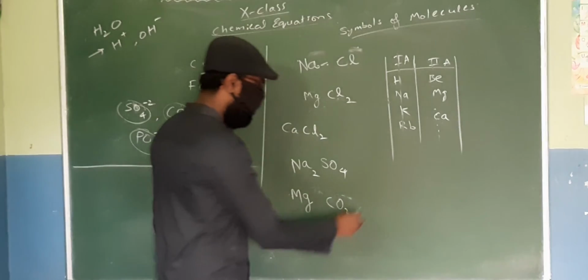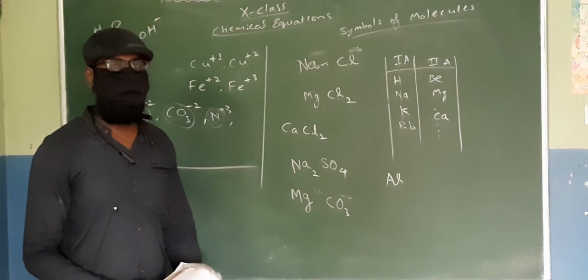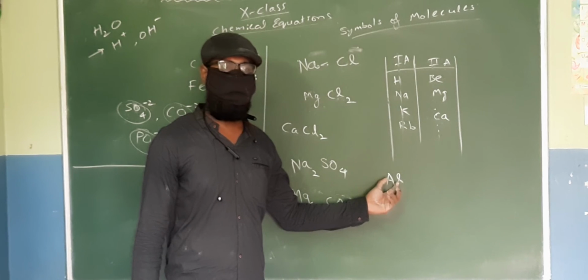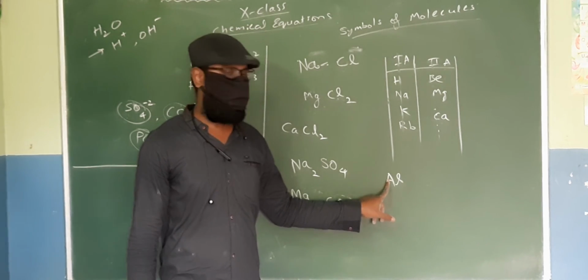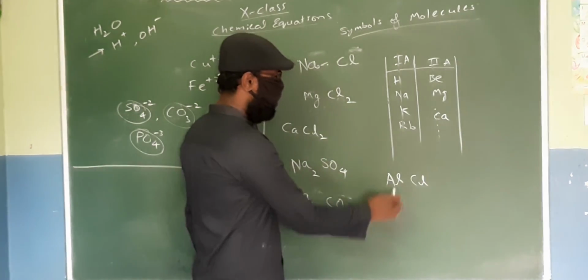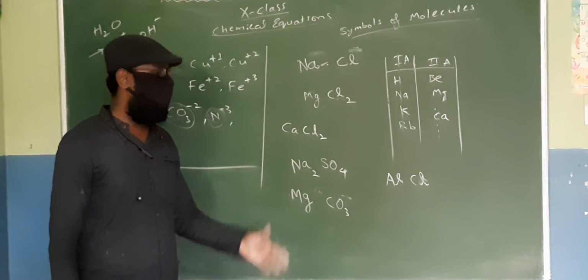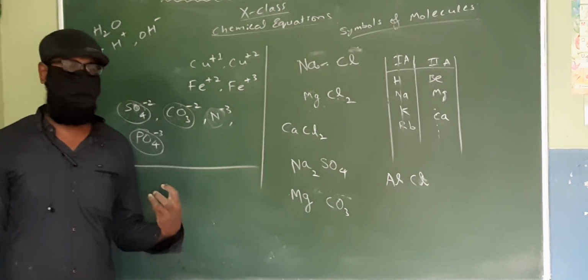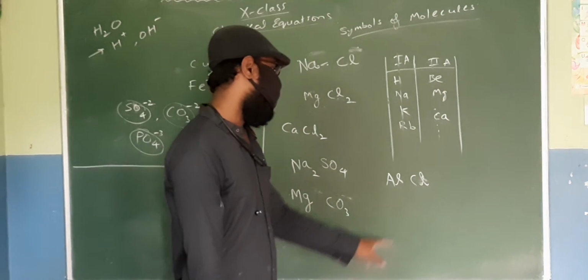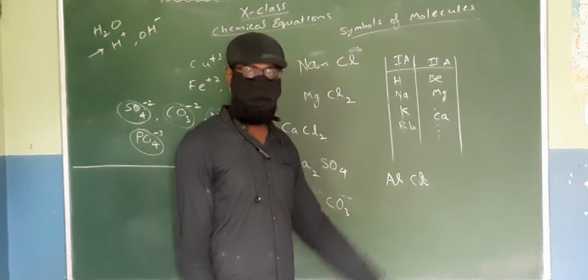Now if I want to write aluminum chloride, aluminum belongs to group 3A, atomic number 13. If it loses 3 electrons, it will have 10 electrons total. The 10 is the atomic number of neon. So since aluminum belongs to group 3A, it has to lose 3 electrons to become like neon. And chlorine belongs to group 7A, and group 7A elements want to take 1 electron to become like the noble elements. Therefore, chlorine wants to take 1 electron, but aluminum wants to give 3 electrons. So directly their friendship is not possible here.